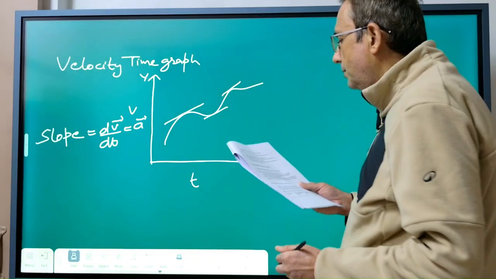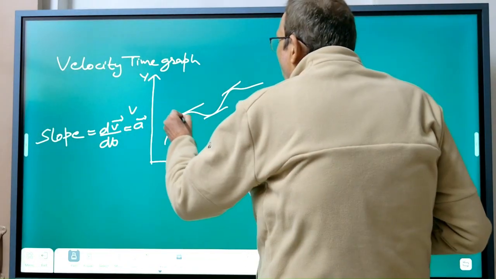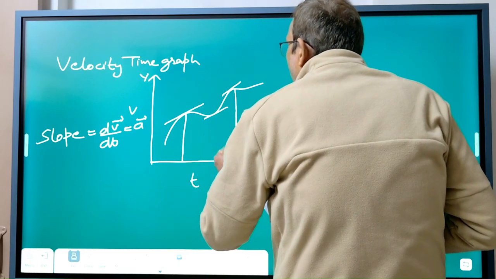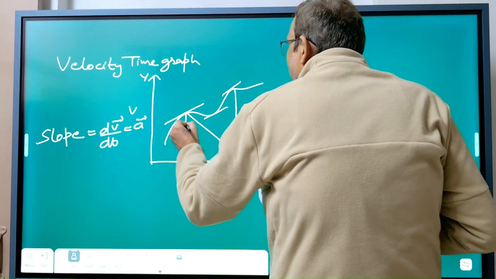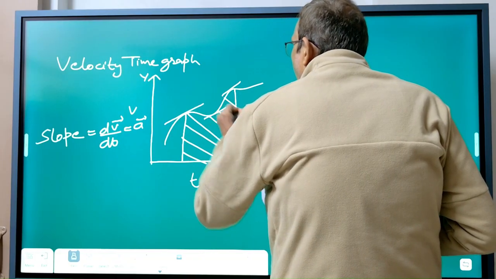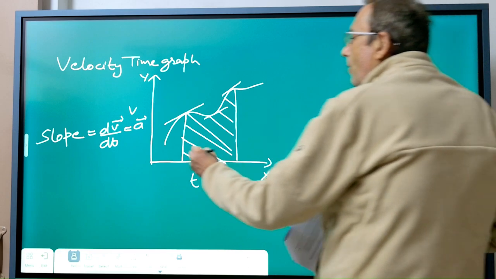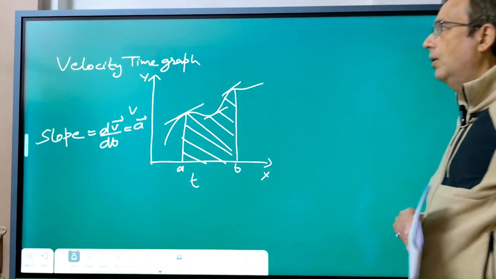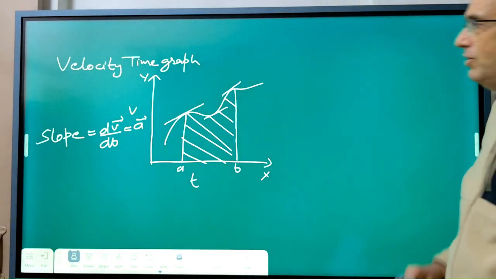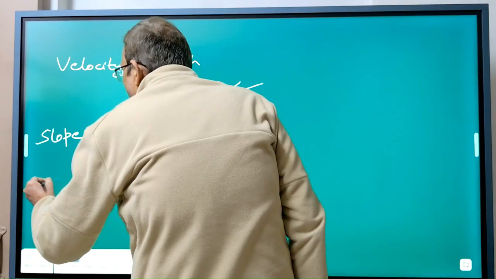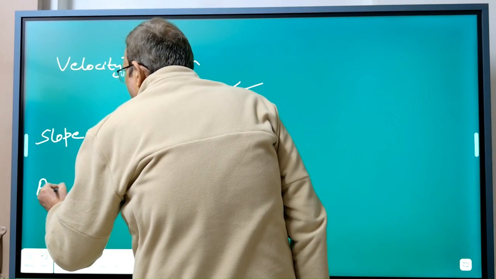Whereas if you talk about the area under the graph, let us say from here to here, we're talking about this area under the graph from point A to point B. This area is represented by, let us say, the integral, as area is always represented by the integral.